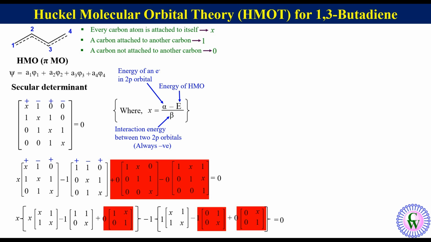Ignore these terms as they are equal to 0. Further simplification by solving 2 into 2 matrices will give x into x square minus 1 into x minus 0 plus 0 minus 1 into x square minus 1 minus 0 plus 0 is equal to 0, or x into x power 3 minus x minus x minus x square plus 1 is equal to 0, or x power 4 minus 3x square plus 1 is equal to 0.